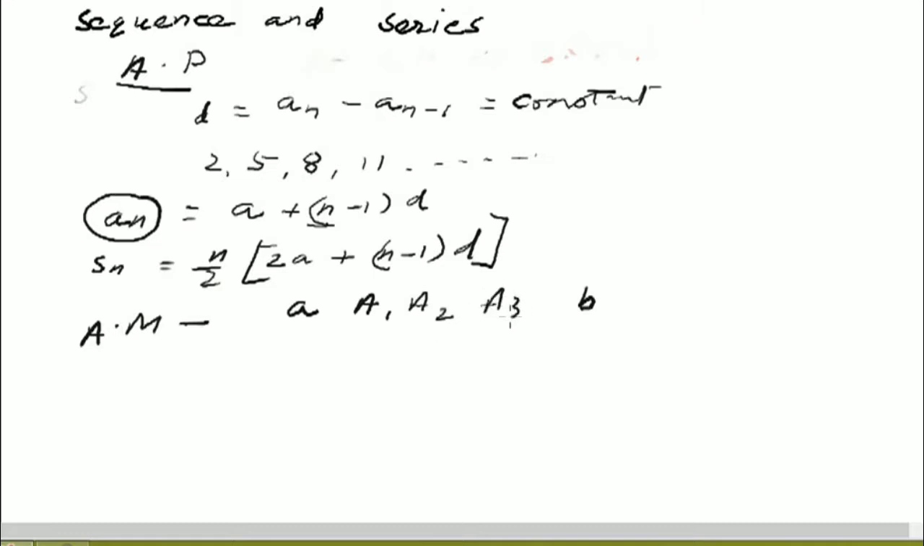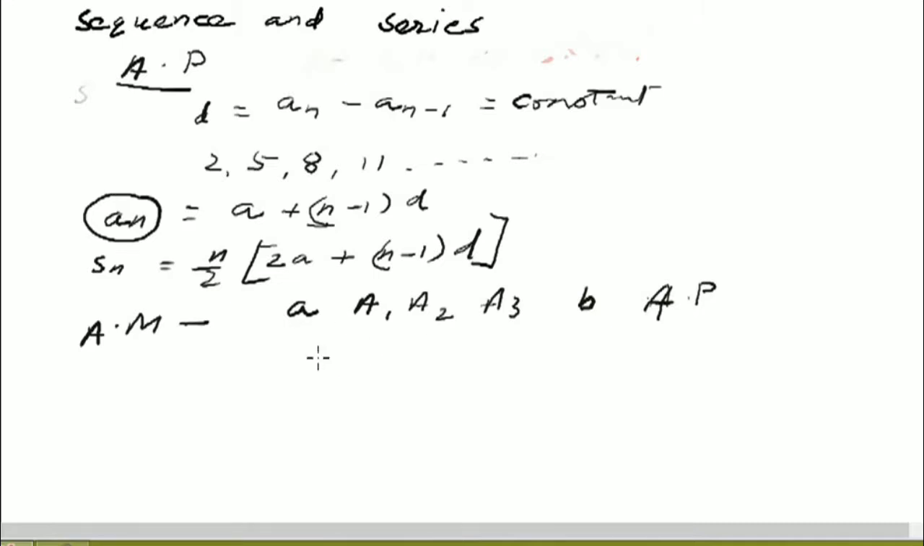Suppose we are inserting 3 AMs, A1, A2, A3, between A and B. Now see, this series is going to be in AP. This is the basic thing. If you remember, you can easily find the AMs, and the relation between the AMs and the other unknown things. See what is known here in the AP.